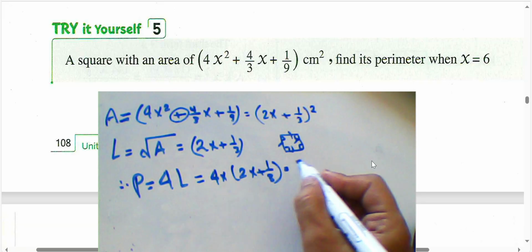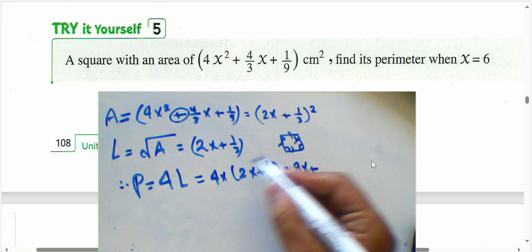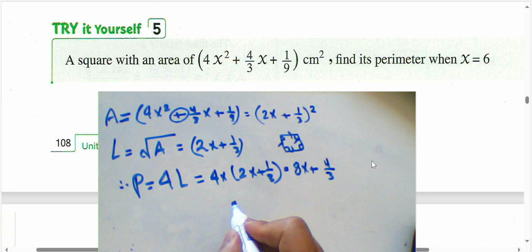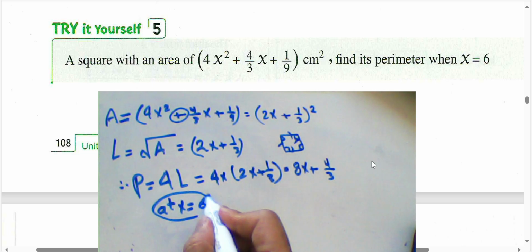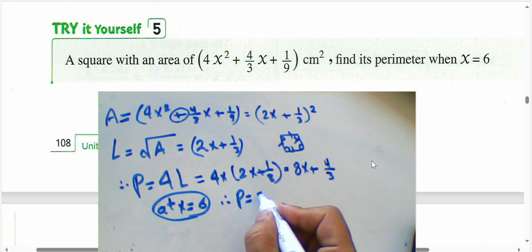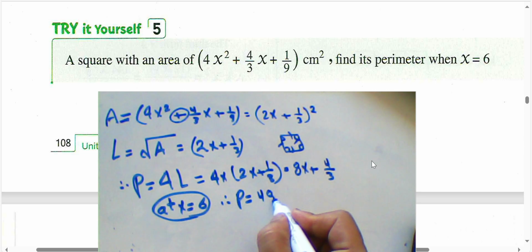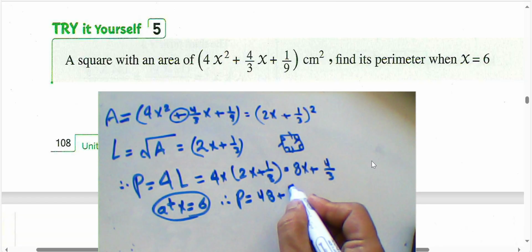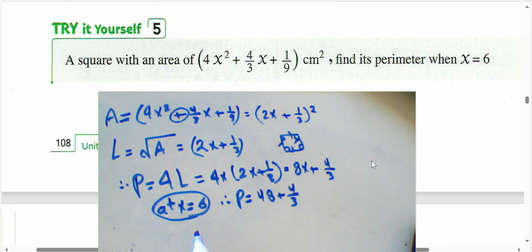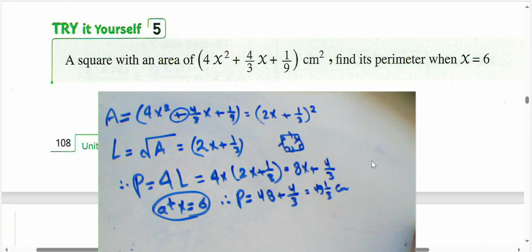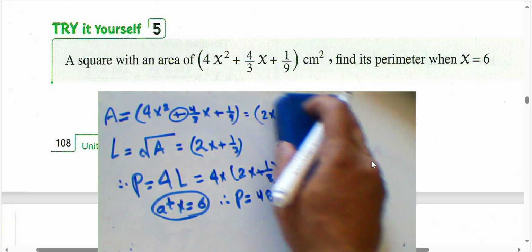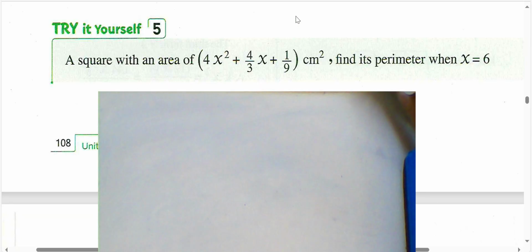You can simplify 4 times 2 equal 8. 8x plus a third times 4, it will be 4 over 3. At x equals 6, the perimeter equal 8 times 6 equal 48 plus 4 over 3. Okay, 4 over 3 it will be 1 and a third. 1 plus 48 will be 49 and a third centimeter. Okay, it's the perimeter of the square. Next question.